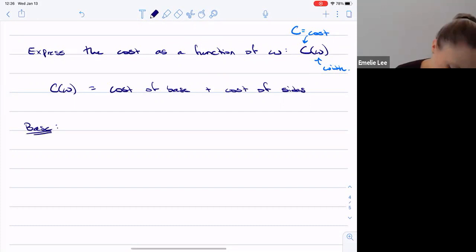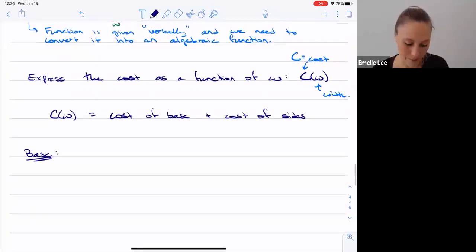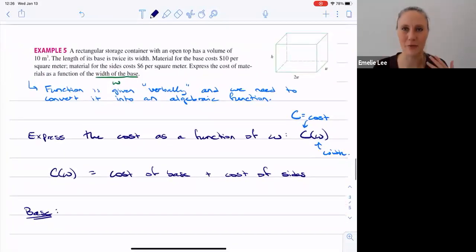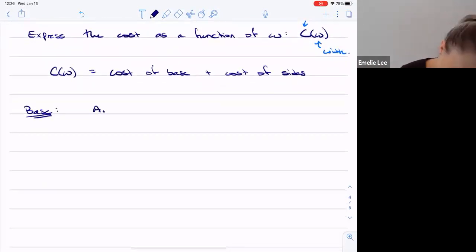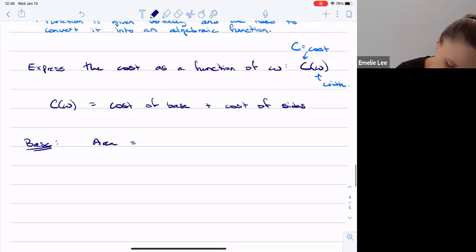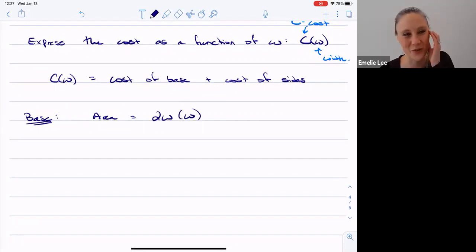And there's lots of ways that you can work your way through this problem. You can kind of talk your way through it. But however you decide to tackle it, you will end up at the same function. So there's lots of ways that you can solve this. But for the base, the area of the base is going to be 2w times w. Or sorry, 2w squared.